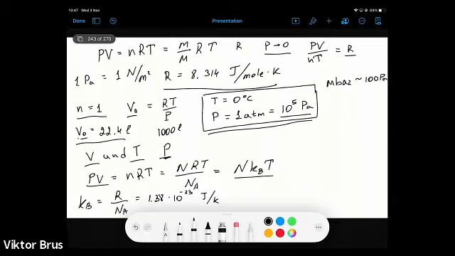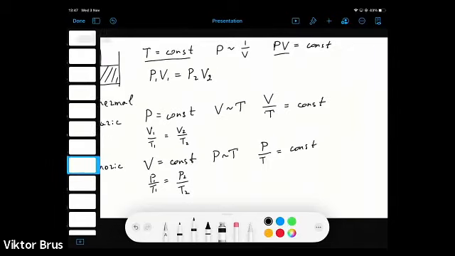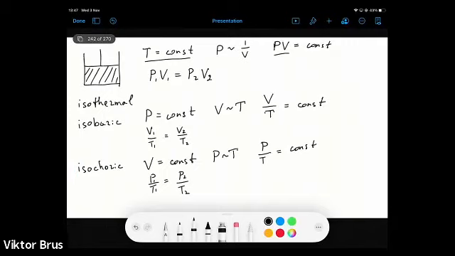Can I ask? Yes, sure. Can you show one more time where we wrote the isochoric, isobaric formulas? Yes, sure. Okay, one minute, please.